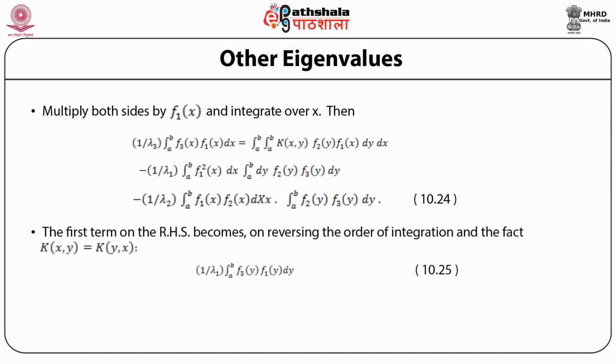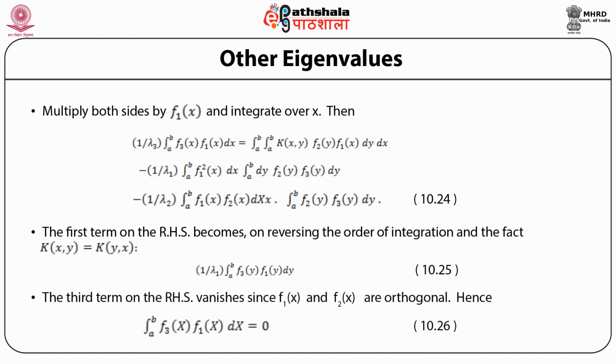Now this first term on the right hand side becomes, on reversing the order of the integration and using the fact that kxy is equal to kyx, 1 upon lambda 1 integral a to b f3y f1y dy. The third term on the right hand side vanishes since f1x and f2x are orthogonal. Hence, we find that f1 is also orthogonal to f3, namely the integral a to b of f3x f1x dx is equal to 0.